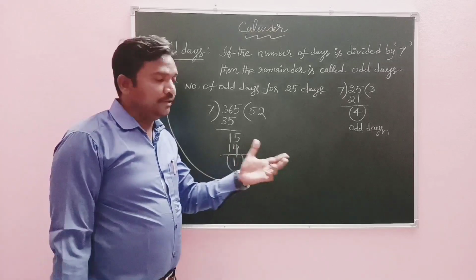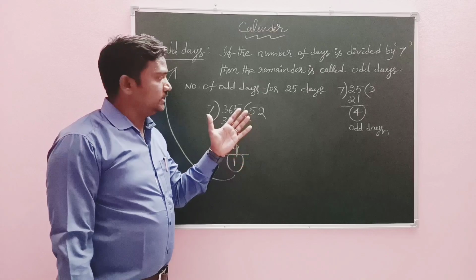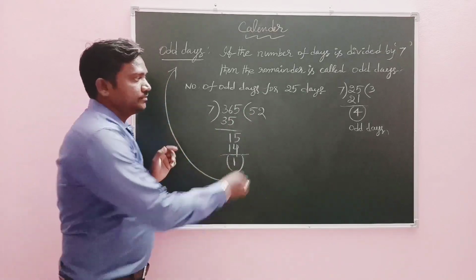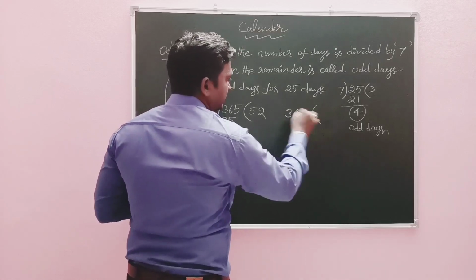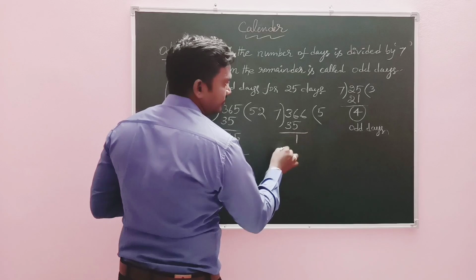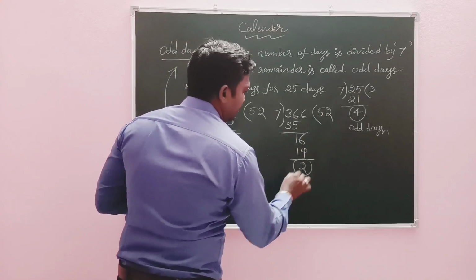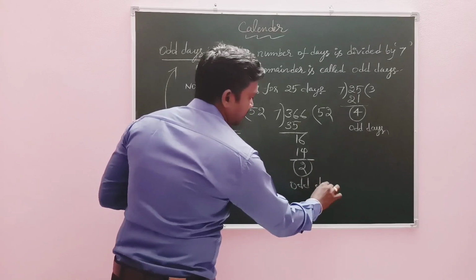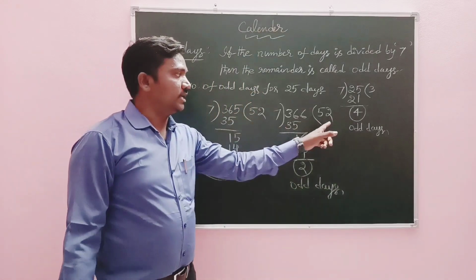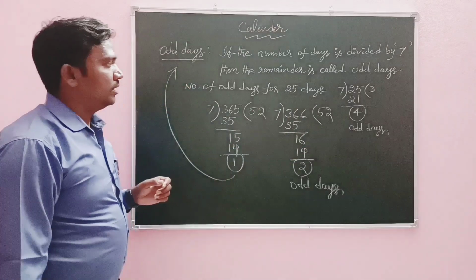What about leap year? We know that in a leap year we have 366 days, so that we have 2 odd days. We have 2 odd days. 7 5s are 35, 16. 7 2s are 14. So here 2 odd days. Here this 52 is nothing but in a year we have 52 weeks. Okay.